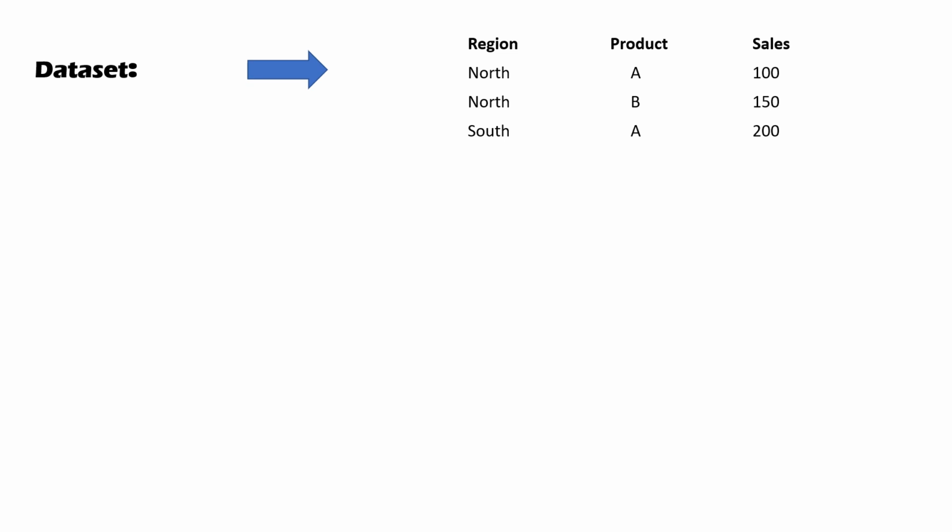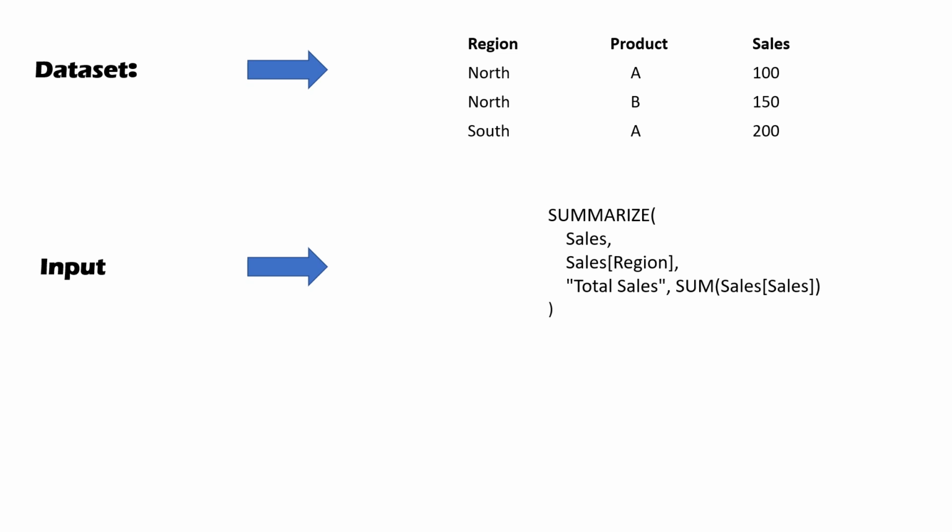So here's the data set with the region, product, sales. We have 3 rows: North, North, South, with product A, B, A, and sales 100, 150, 200. So the input for this would be a DAX function SUMMARIZE, where you pass the Sales table and then Sales region, being the column of the Sales table, and then TotalSales, a calculated column, and then pass an expression, SUM of Sales from the Sales table. And the output you will receive is South having 200 sales and North having 250 sales.